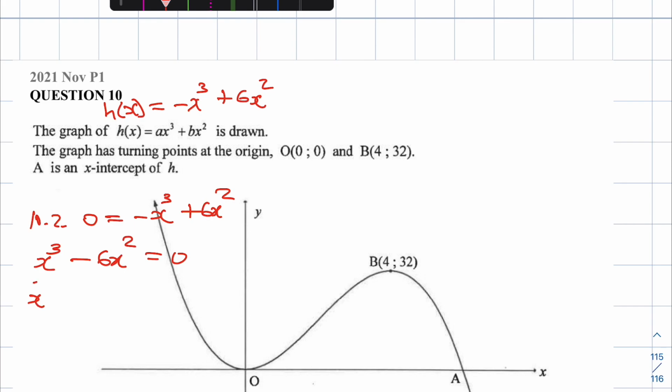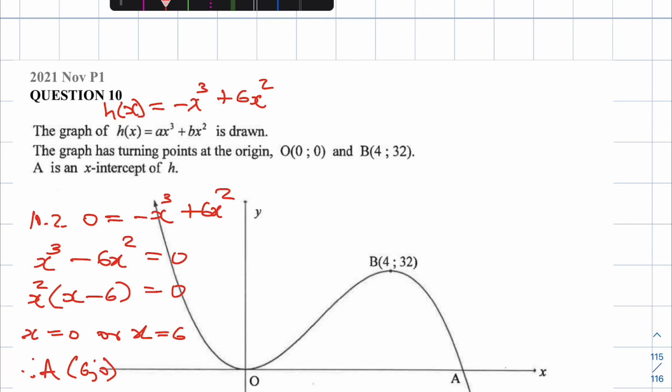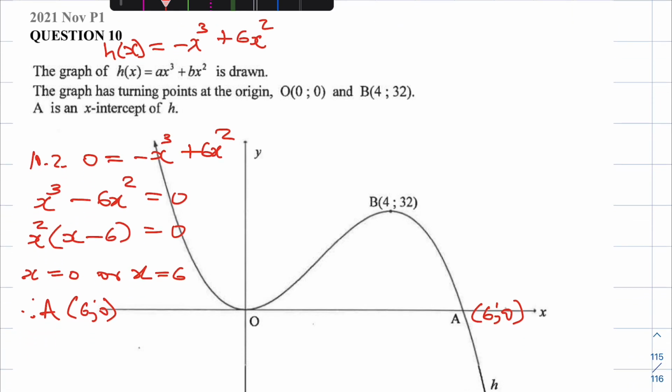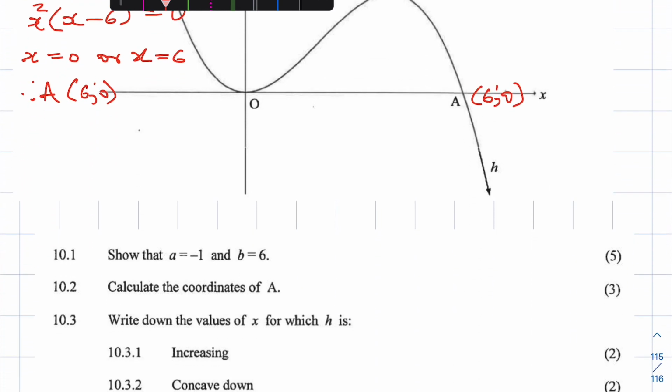Then x squared is a common factor. You are left with x minus 6 equal to 0. Therefore, x equal to 0 or x equal to 6. The coordinates of A will be 6 and 0. So that will be 6, 0. Then we move on to the next question.